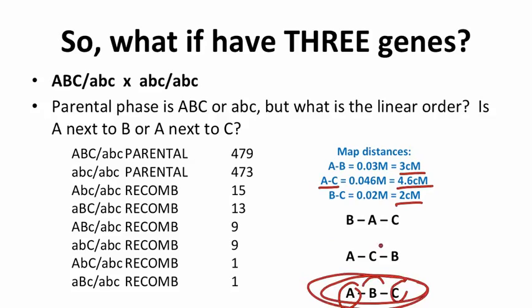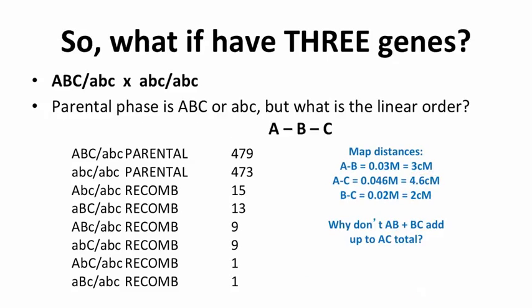Because here we have distance from A to B is about 3, distance from B to C is about 2. The total of the two is close to 5. It would round up to 5. So now you may be wondering, why don't AB plus BC add up exactly? Why doesn't it add up exactly to 4.6?